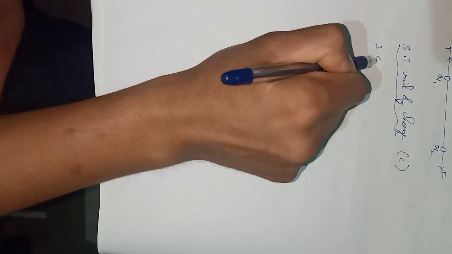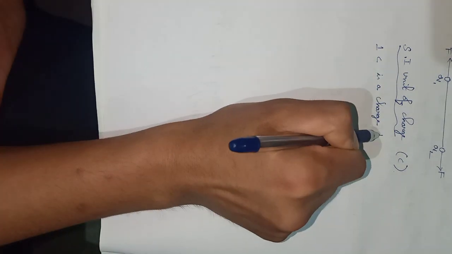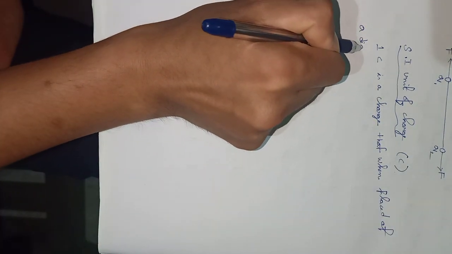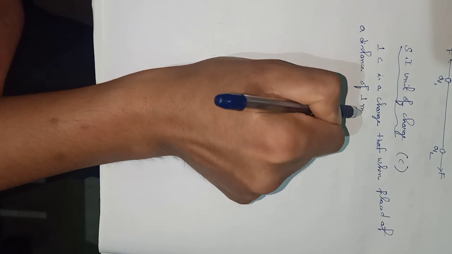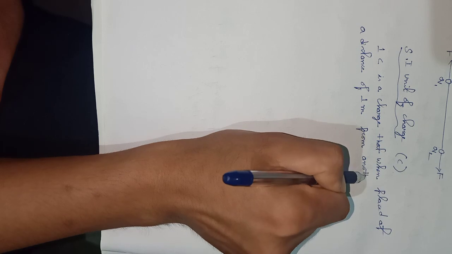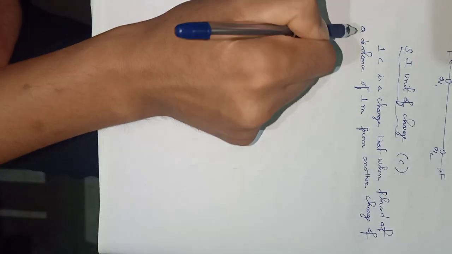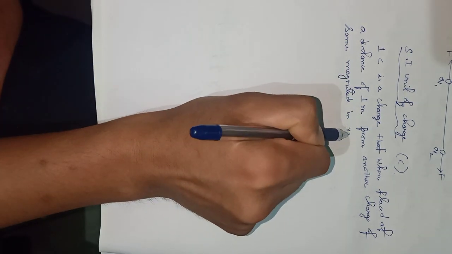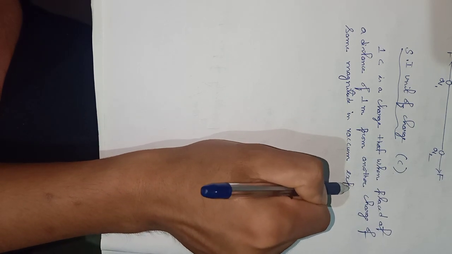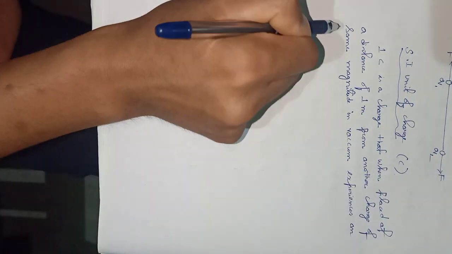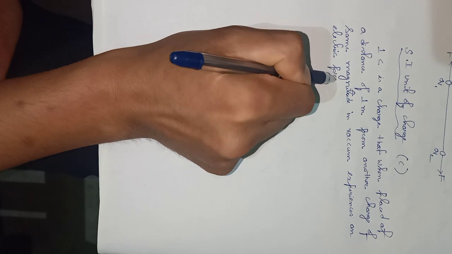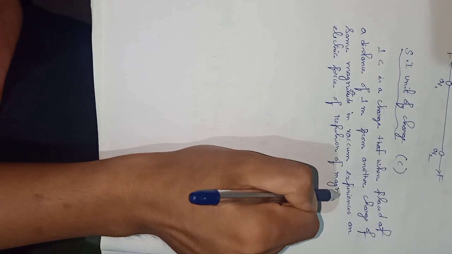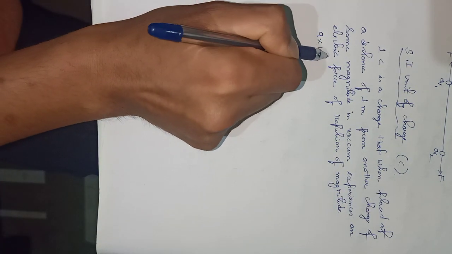We'll write down: 1 Coulomb is a charge that, when placed at a distance of 1 meter from another charge of same magnitude in vacuum, experiences an electric force of repulsion of magnitude 9 into 10 to the power 9 Newton.